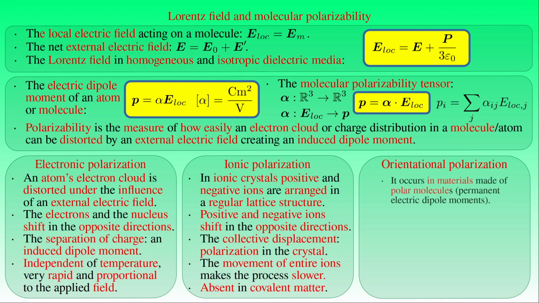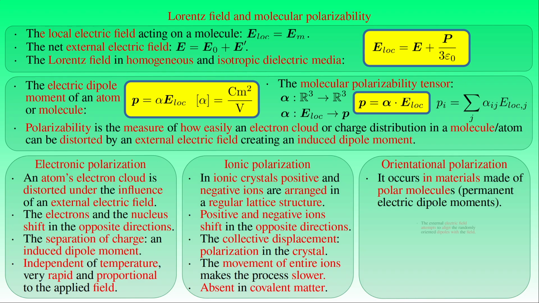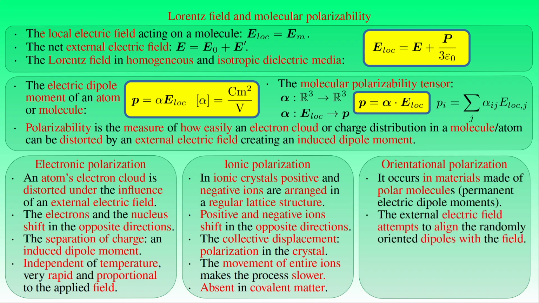Orientational polarization occurs in materials made of polar molecules which possess permanent electric dipole moments. When an electric field is applied on these dipoles that are randomly oriented due to thermal motion, resulting in no net polarization, it exerts a torque on the dipoles attempting to align them with the field direction. Although complete alignment is not achieved, a partial average alignment produces a net polarization. This mechanism differs from electronic and ionic polarization because it does not create dipoles but reorients existing ones.